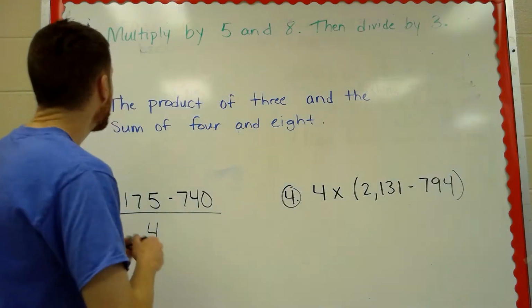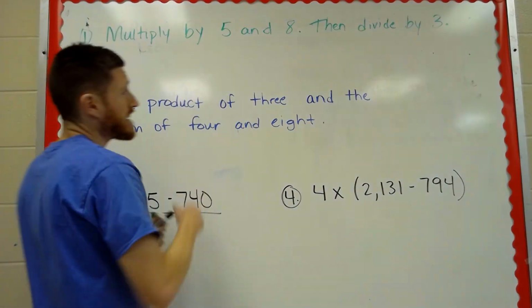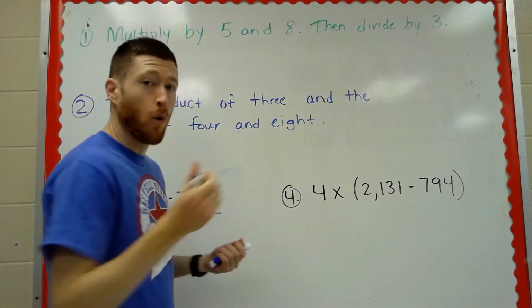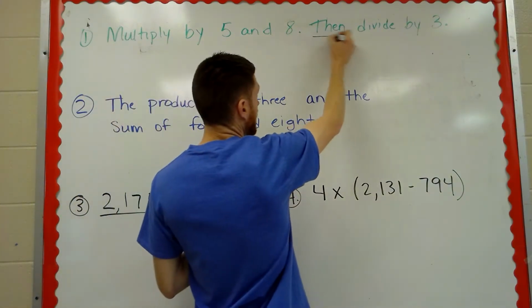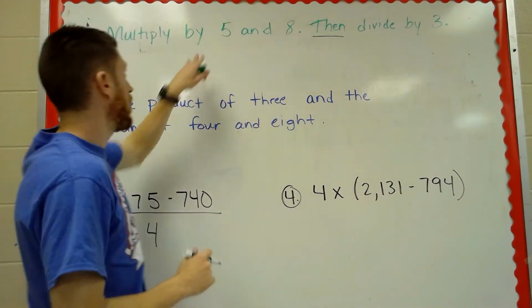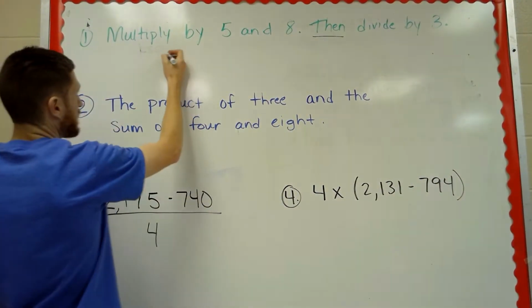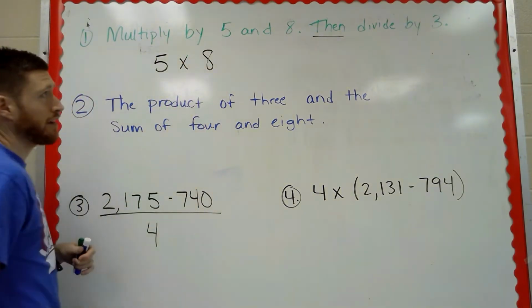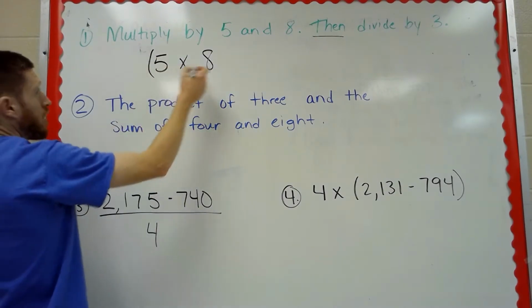It says multiply 5 and 8, then divide by 3. And this one's nice because it kind of tells you the order, because you've got the word then here, and that implies that you'll do this part after you do this part. So let's multiply 5 times 8. So that would be a 5, a multiplication sign, and then an 8. So 5 times 8. You'll do that first, so we want to put that inside of parentheses.